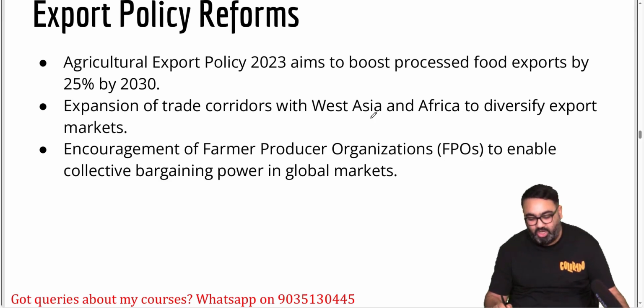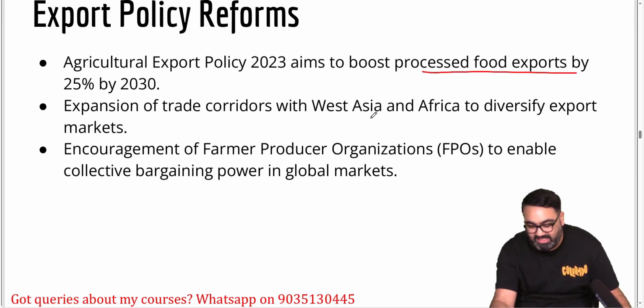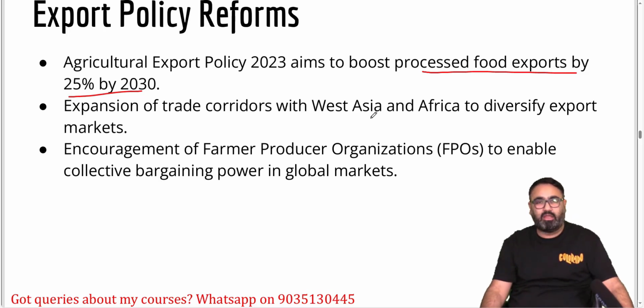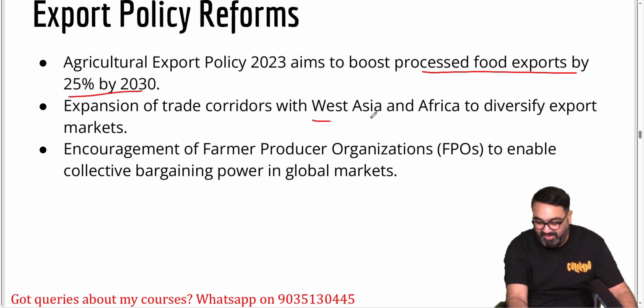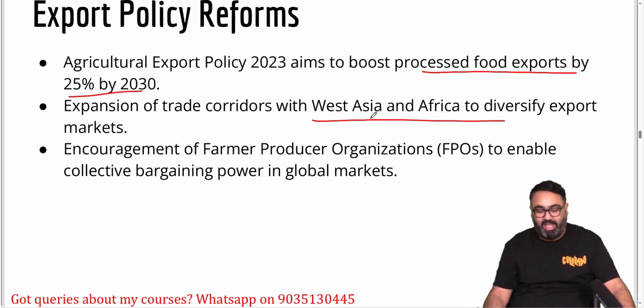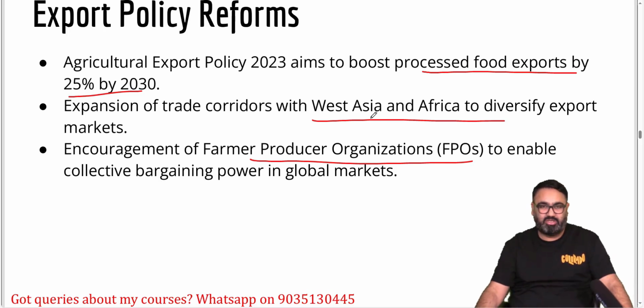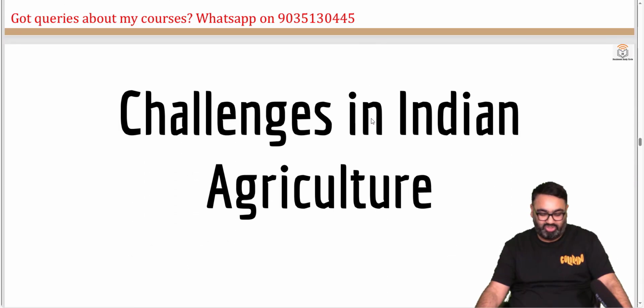Agriculture Export Policy 2023 aims to boost processed food exports by 25% by 2030. The government is also focusing on areas such as West Asia and Africa so that exports can be expanded. Right now, our exports are mainly focused on Europe, Asian markets, America, etc. The government has also been giving a push to Farmer Producer Organizations, the FPOs, so that they can collectively bargain and get a better price for the farmers when they export.